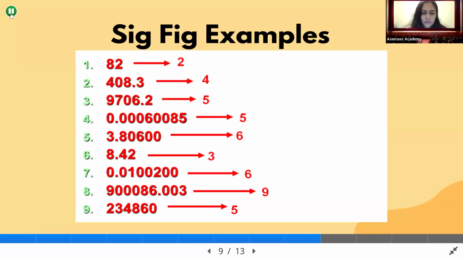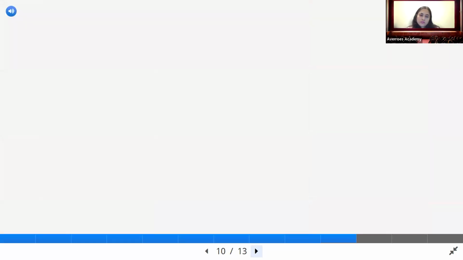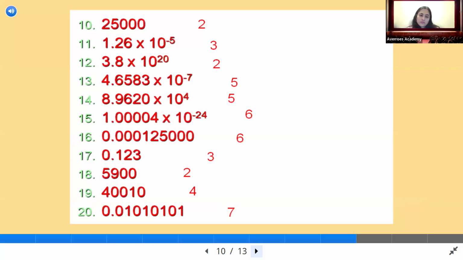Let's look at another example, number 7. The zeros in front of the 1 are not significant, but the ones after it are. So the 100200, there's 6 significant figures there. You can go through the other examples on your own. And some more examples here, 10 to 20.